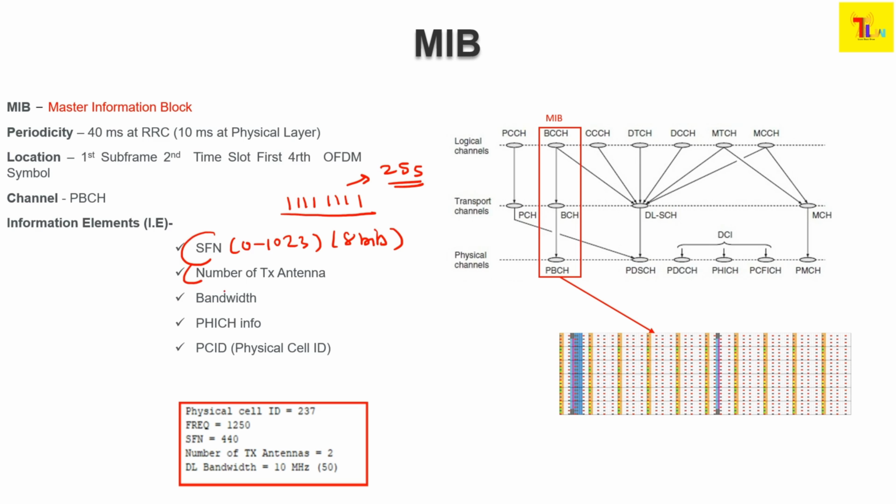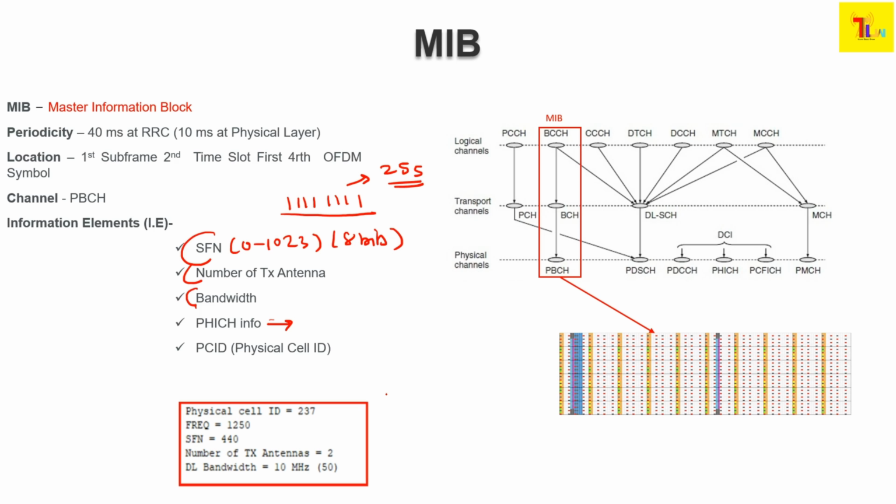Number of Tx antenna we have already mentioned. Bandwidth, it's 5 megahertz, 10 megahertz, 15 megahertz. Which bandwidth is being used, that will give the information. So now when we are talking about the PHICH information, I can give you a little bit brief. In this, we will be using 1 bit of normal or extended PHICH, and 2 bit of PHICH Ng value. So I will talk about these terms, what exactly it is.